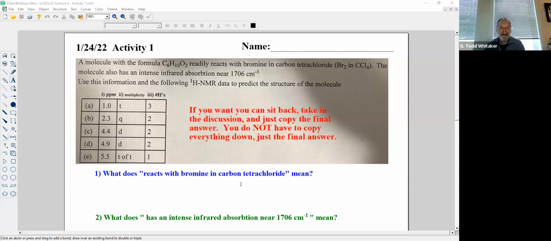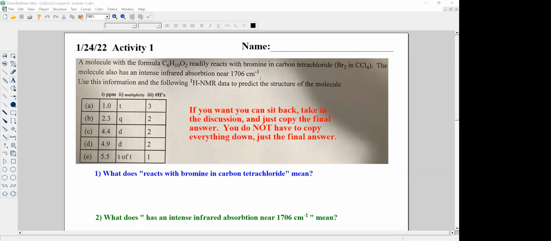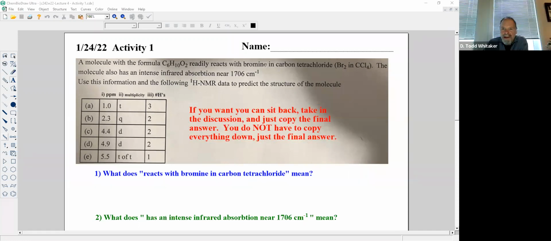All right, here we are. We have our activity from last week where we have a molecule with the formula C6H10O2, and it readily reacts with bromine in carbon tetrachloride. You don't have to copy any of this down. The molecule also has an intense infrared absorption near 1706 reciprocal centimeters. And then we're supposed to use this information up here and the following proton NMR data to predict the structure of the molecule.